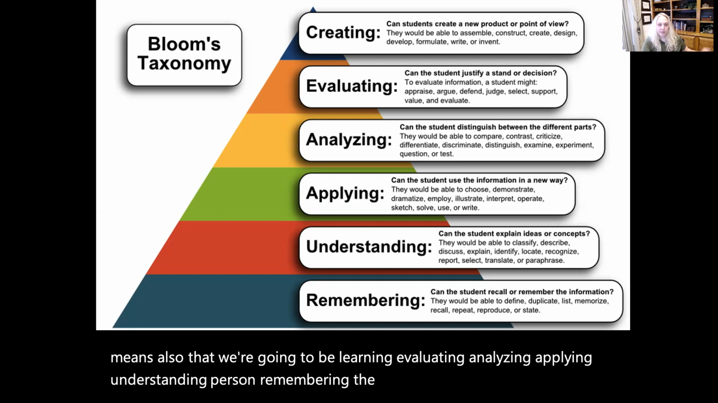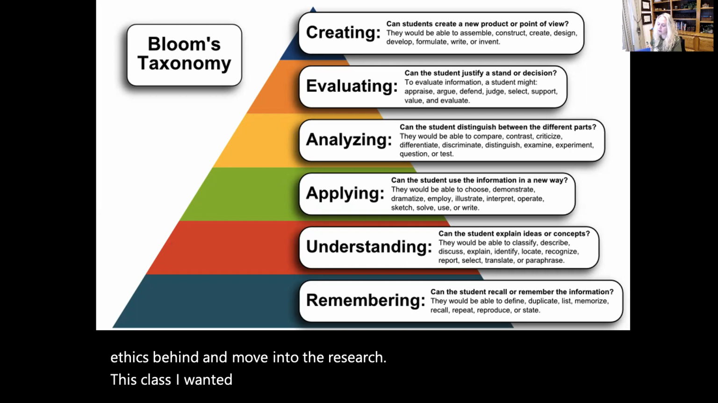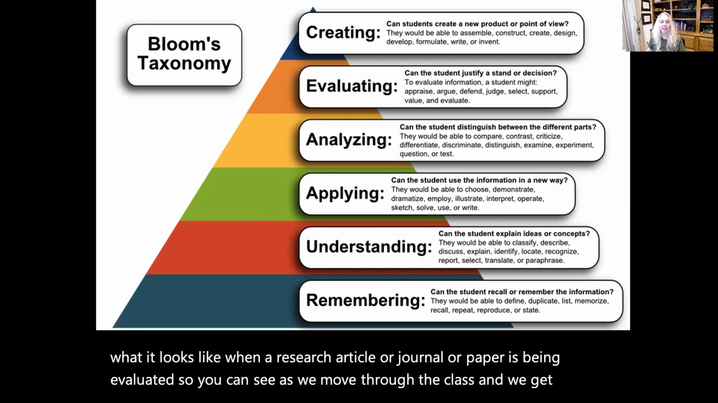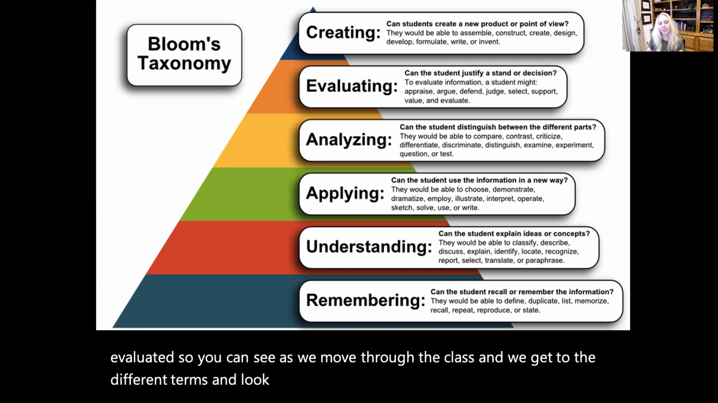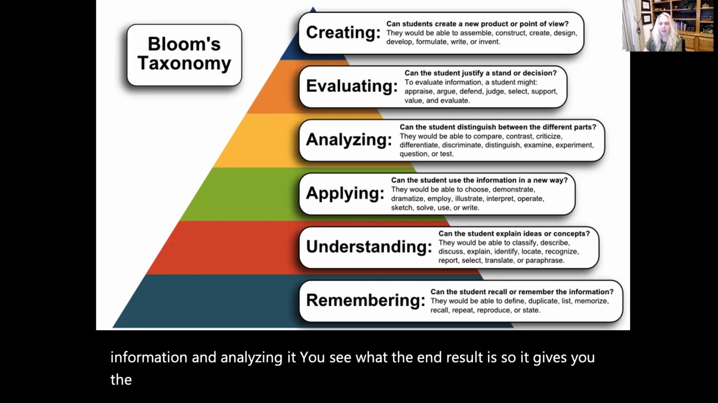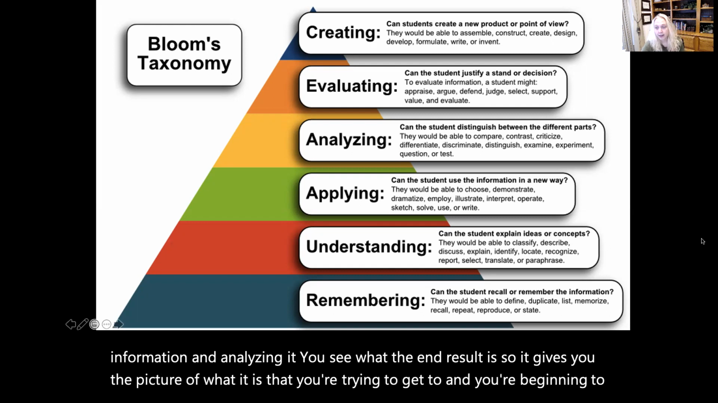So as we leave ethics behind and move into the research methods class, I wanted to start you with the information in this book so you can see what it looks like when a research article or journal or paper is being evaluated. As we move through the class and get to the different terms, understanding the concepts, applying the information and analyzing it, you see what the end result is. So it gives you the picture of what it is that you're trying to get to. And you're beginning to shift the way that you think.